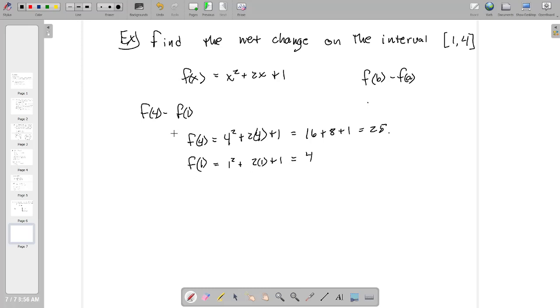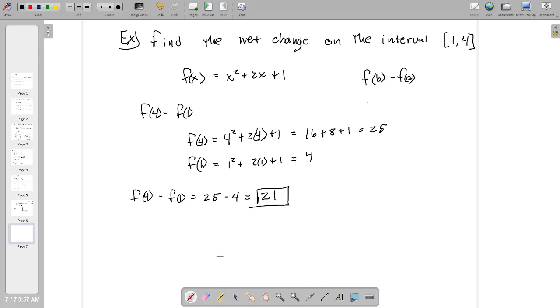Now we try to find our net change. That'll be 25 minus 4. f of 4 minus f of 1 is equal to their respective values, 25 and 4. So 25 minus 4 is equal to 21. And that will be the net change in the function on the interval from 1 to 4.